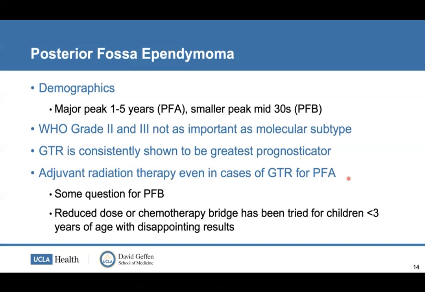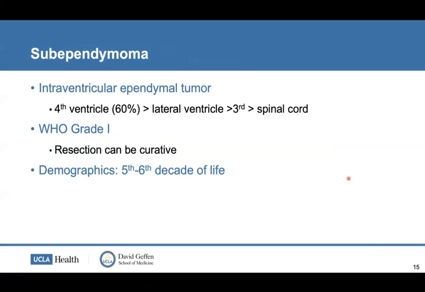Gross total resection is consistently shown to be the greatest prognosticator. Adjuvant radiation therapy is strongly recommended for posterior fossa ependymoma group A even after a gross total resection, given the poor prognosis. There's some question whether or not this is absolutely necessary in posterior fossa ependymoma Bs. There has been some attempt at reducing dose or bridging with chemotherapy for children younger than 3 years of age, given the neurocognitive side effects of radiation. However, this has been met with disappointing results.